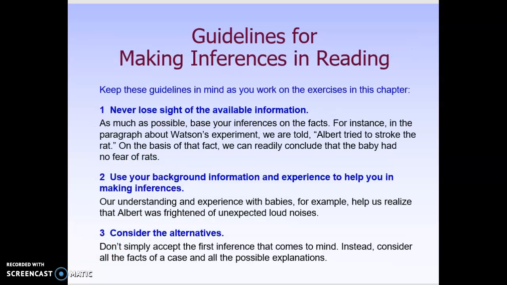Okay, so some guidelines when you're making inferences, you want to make sure that you keep that available information in the forefront of your head. Base your inference on the facts. You should be able to go back into the text and point and say, the author says this, and I know this, so I made a logical inference. Okay? But make sure you're thinking of some alternatives. Consider all the facts, read the paragraph closely again, and look at all the possible explanations.